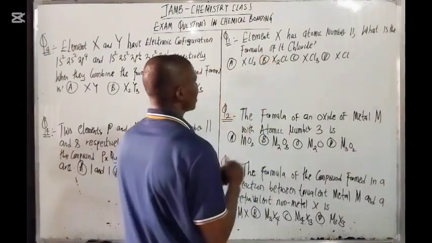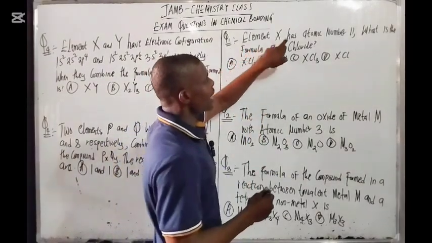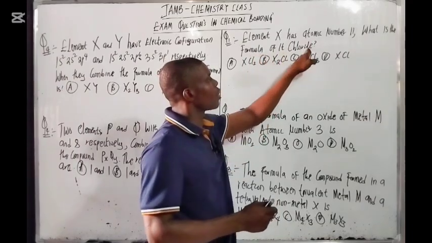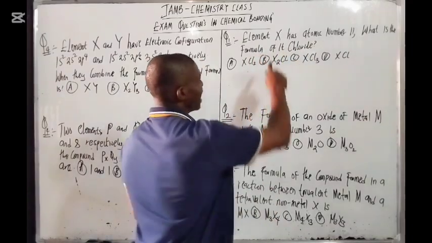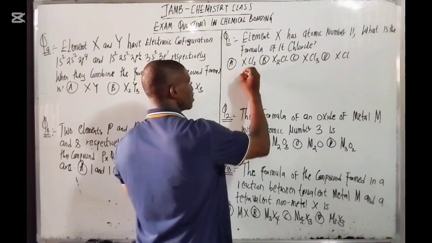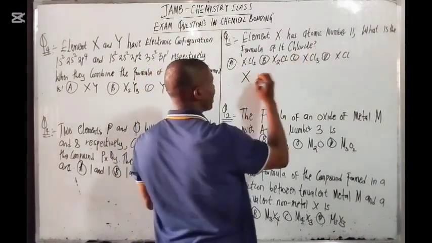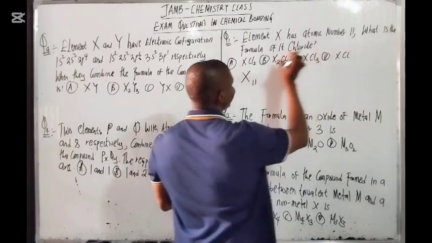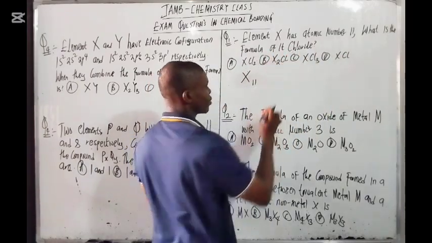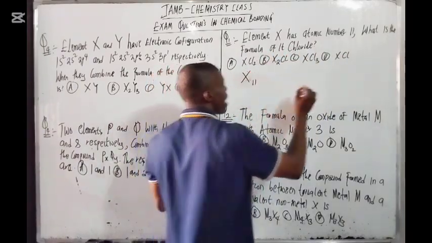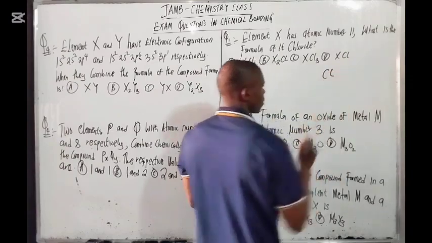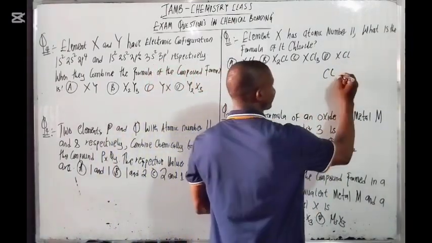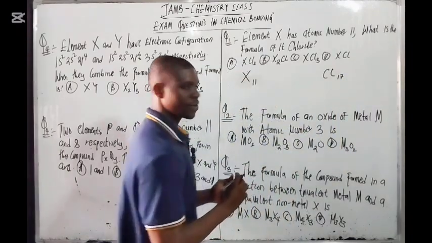So now look at this one here. See that element X has atomic number 11. What is the formula of its chloride? So an element X with atomic number 11 combined with chlorine. What is the formula of its chloride? The atomic number of chlorine is 17. Can you see that?